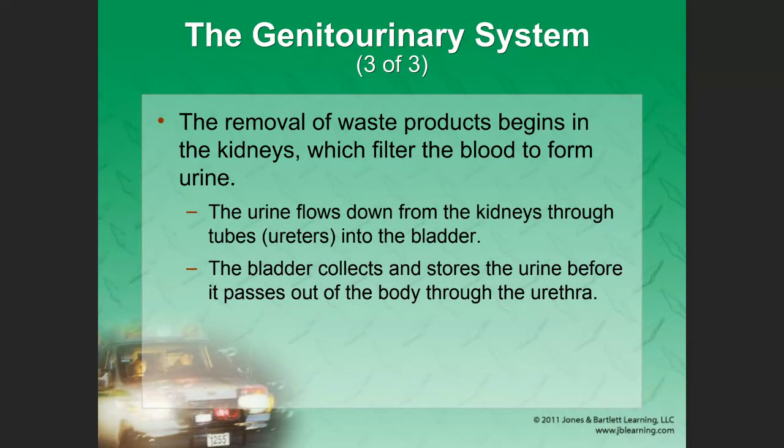Now, the removal of waste products begins in the kidneys. So the kidneys are responsible for removing waste from the body. It begins in the kidneys, which filter the blood to form urine. The urine flows down from the kidney through the tubes or ureters into the bladder. The bladder collects and stores the urine before it passes out of the body through the urethra.